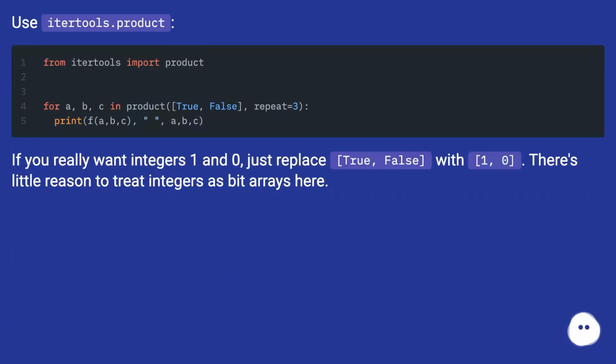User-to-tools.product. If you really want integers 1 and 0, just replace true, false with 1, 0. There's little reason to treat integers as bit arrays here.